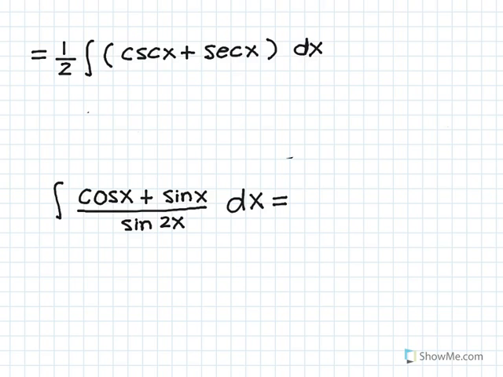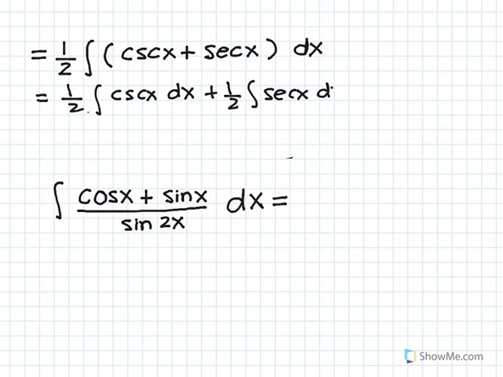Let's now split up the integrals. So we have 1/2 integral cosecant x dx plus 1/2 integral secant x dx.